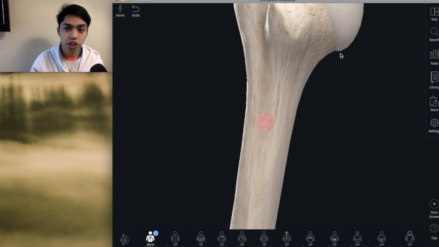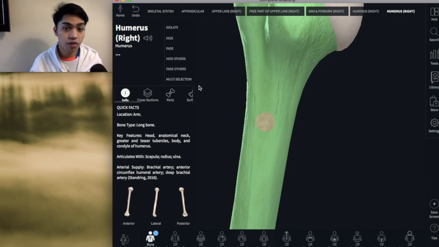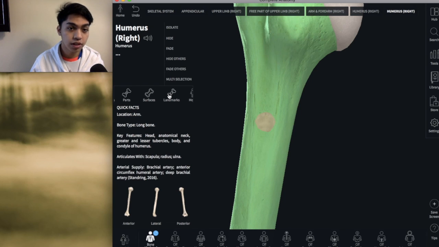So again, the surgical neck is the most common site for fracture, hence it is named the surgical neck. And the anatomical neck is the portion immediately below the head of the humerus that connects the head of the humerus with its body.